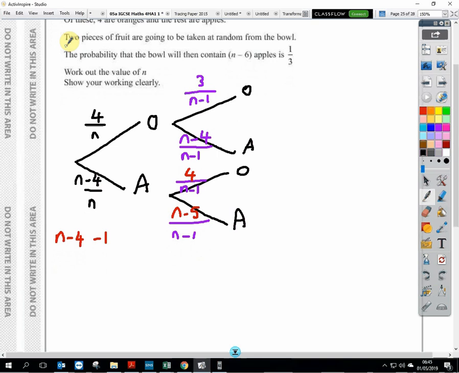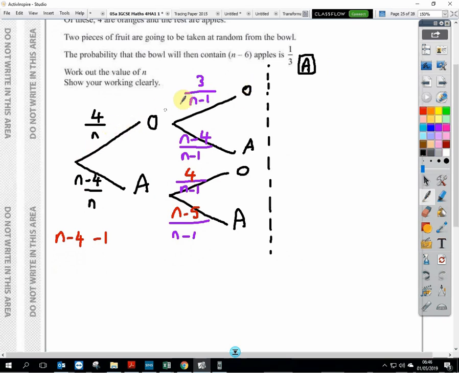Now let's have a look at this sentence and try to understand what's going on. The probability that the bowl will then contain n minus 6 apples is 1/3. After you have taken your 2 pieces of fruit, that's this stage here. You've taken 1 piece when you get to this stage, and when you get to this dotted line, you have now taken 2 pieces of fruit. So I'm going to write down how many apples are in the bag after each different case, and there's 4 cases here.